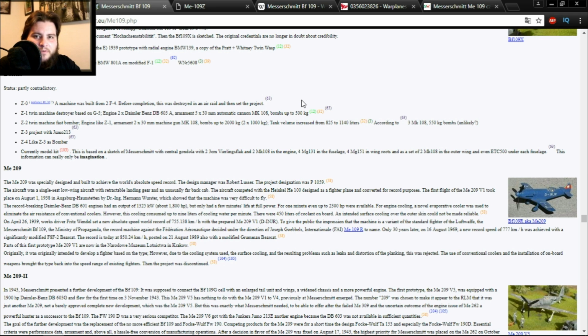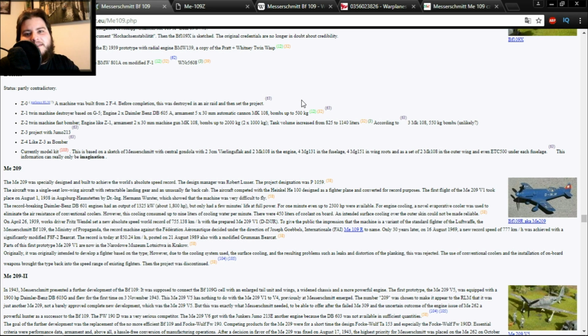Now, first of all, when you look at the Z series there, it says it's partly contradictory. The reason for this is because some of the sources that are used completely contradict each other when it comes to the variants which were supposed to be made, and also whether the Z1 even exists, which is the one that we're getting in game.